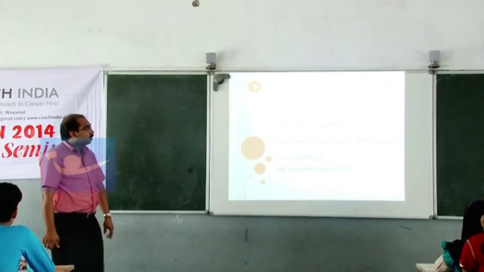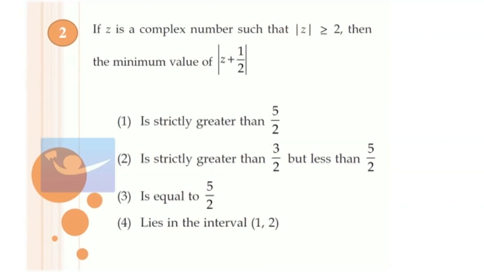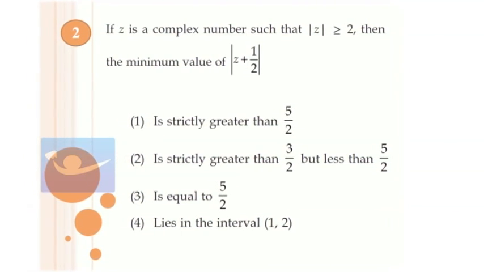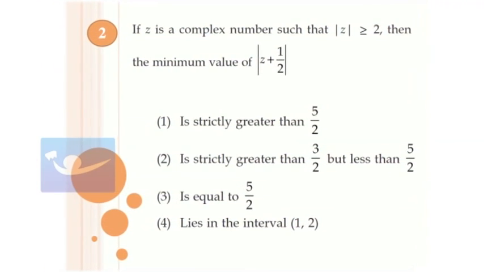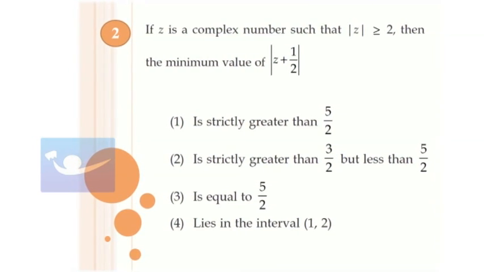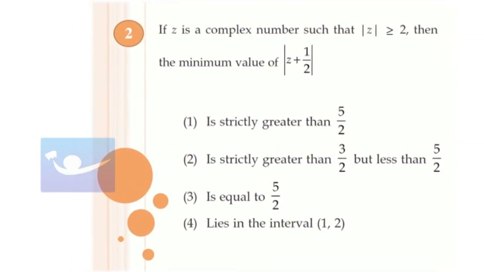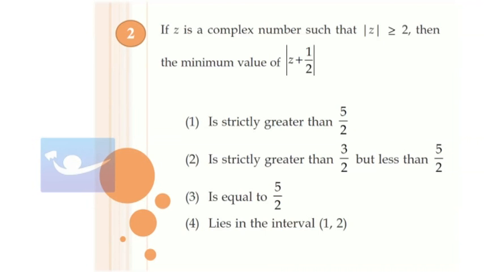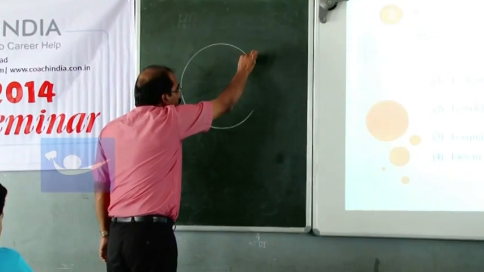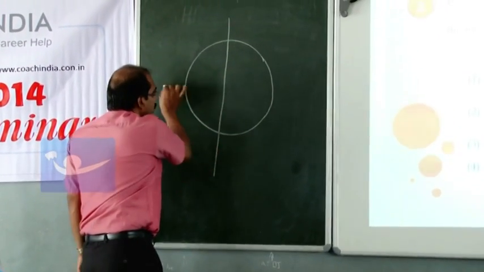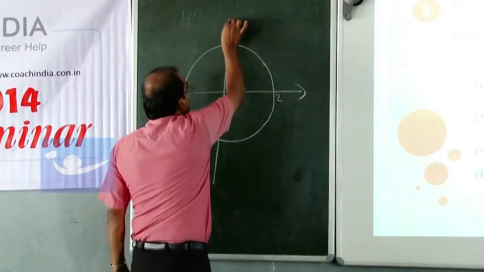The next question, question number 2. It will appear as question number 62 in your question paper. This is the second question in mathematics. If z is a complex number such that mod z is greater than or equal to 2, then the minimum value of mod z plus 1 by 2. The easiest way to get the answer is using the idea of geometry. That is, mod z equal to 2 means it is a circle with center origin and radius 2 units.